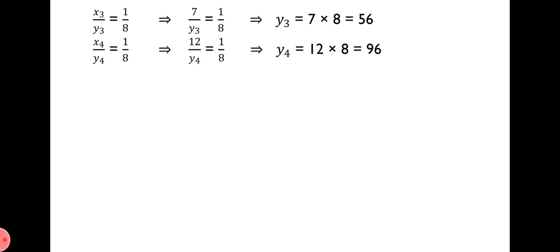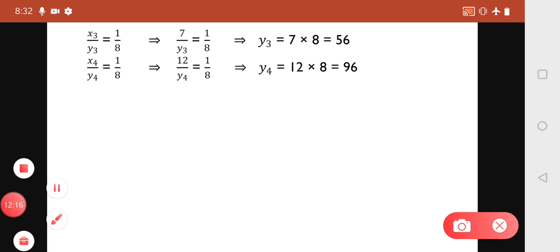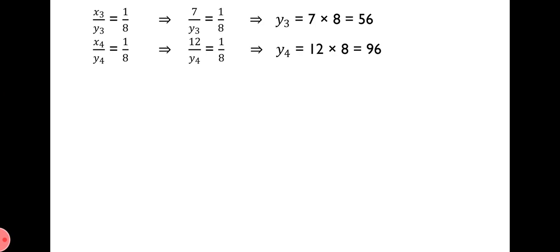Again x4 upon y4 equals 1 upon 8. The value of x4 is given as 12, so 12 upon y4 equals 1 upon 8. Again we will do cross multiplication. Cross multiplication is done in this way: y4 will go here and 8 will go here, and that is, division becomes multiplication. So we get y4 equal to 12 multiplied by 8, which equals 96.